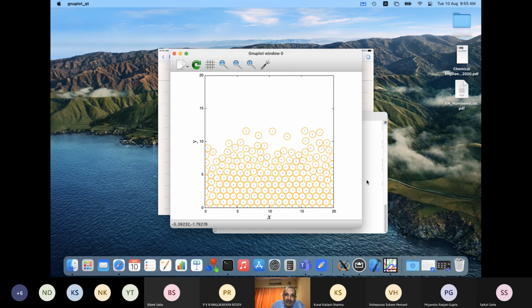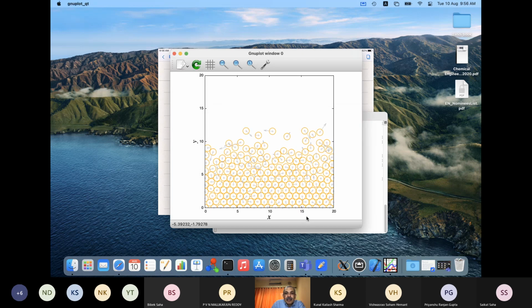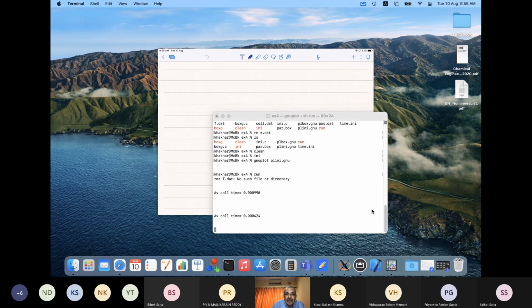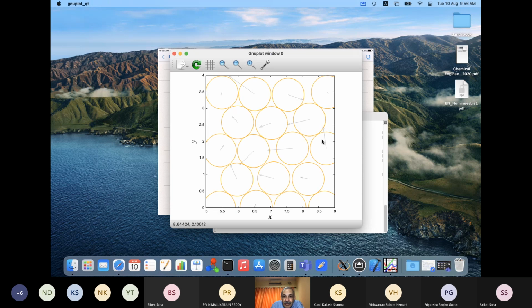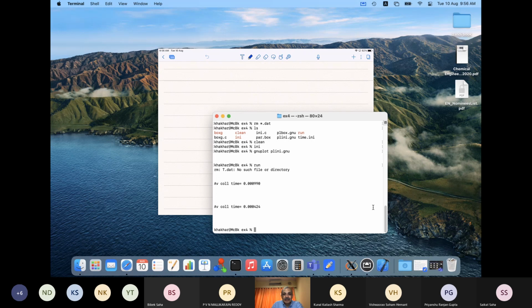So here I've run it again, and you can see that the particles have come even closer, and the average collision time has reduced even more, 0.0004 from 0.0009. And here are the velocities. You can see now they are even smaller. And here you can see all the particles just touching. And the kinetic energy has come to a smaller value.